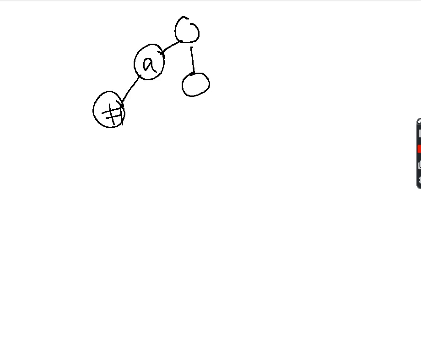Okay, let's create a trie. So we have this root node, and then the first one was a pound, right? So we have this a, and then we have this pound. Okay. Then the second one was xa pound. So we have this x, and then we have this a, and then we have this pound.